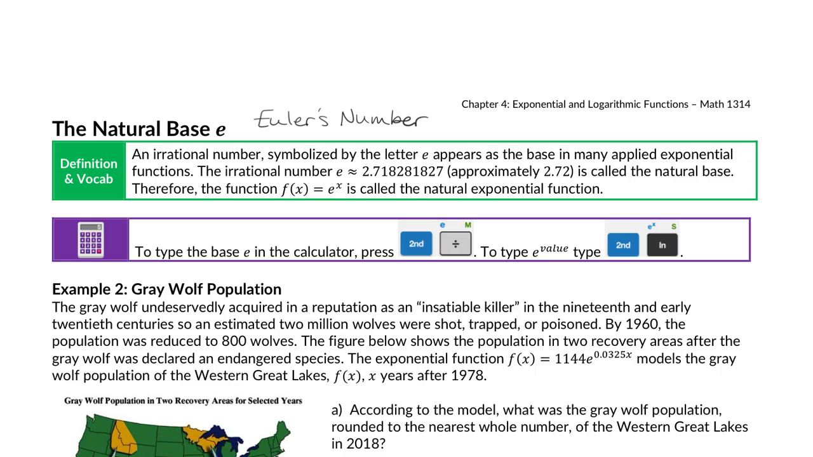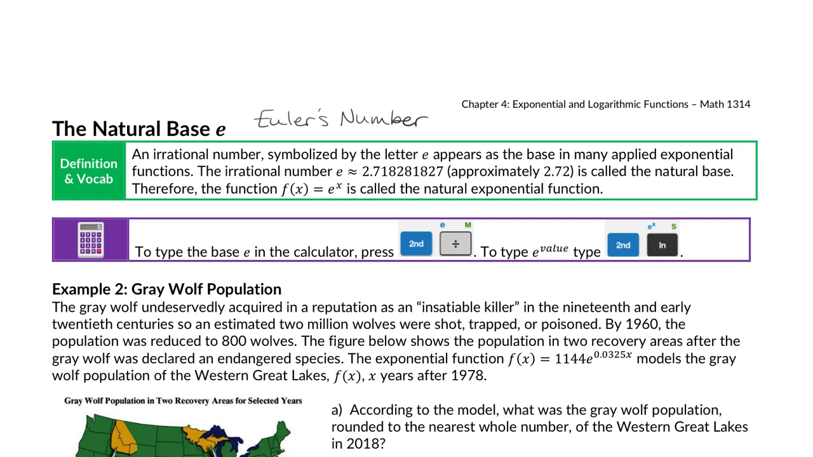The irrational number, symbolized by the letter e, appears as a base in many applied exponential functions. So this number e is approximately equal to 2.718 or 2.72. But we want to be super accurate when we use this number, kind of like when we use pi. So our calculator has a way for us to use the e button the same way there's a pi button.